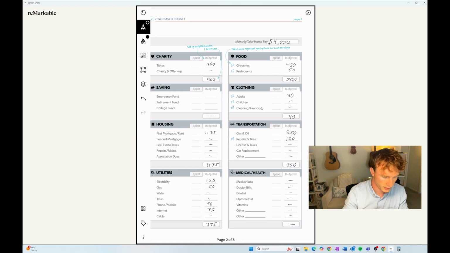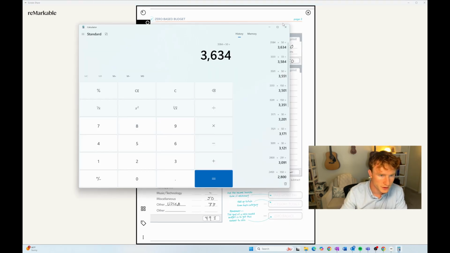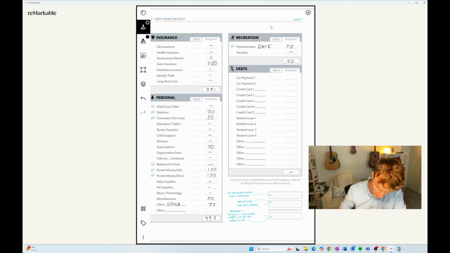So let me do that really quick. Okay, so after adding all of that up, we come to $3,634 in expenses. So then we come down to this section at the bottom. We say, all right, what's our take-home pay? It's $4,000. And then we take our total expenses, which is 3,634, and then we take the difference between those two numbers.